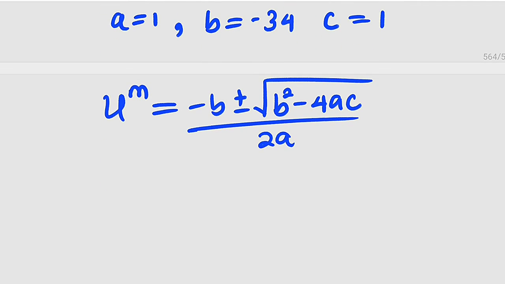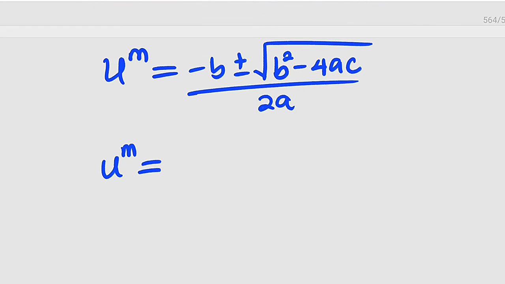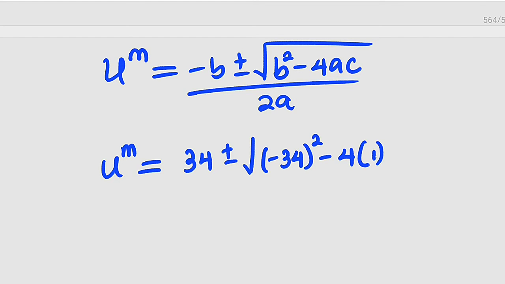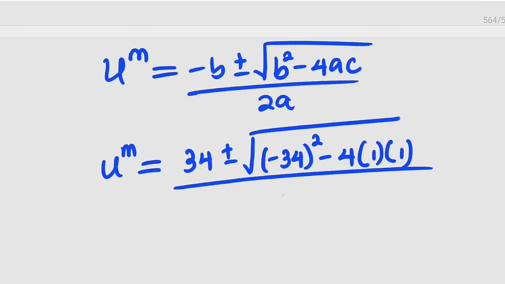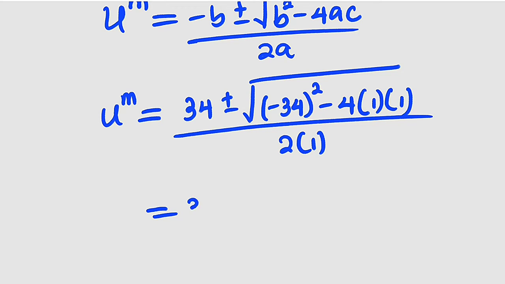So let's substitute. U to the power of m is equal to minus b. B is already negative. Once you negate it, it becomes positive 34, plus or minus the square root of b squared, that is negative 34 squared, minus 4 multiplied by a, which is 1, and c is also 1, divided by 2 multiplied by a, which is 1.